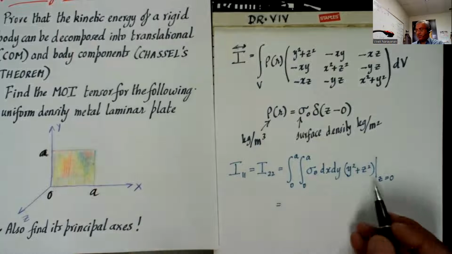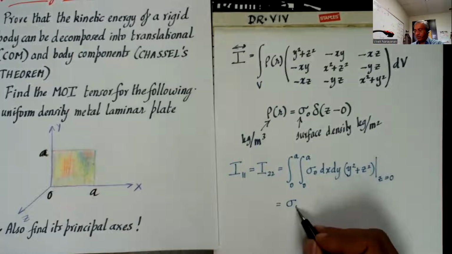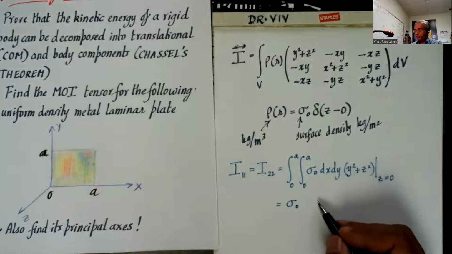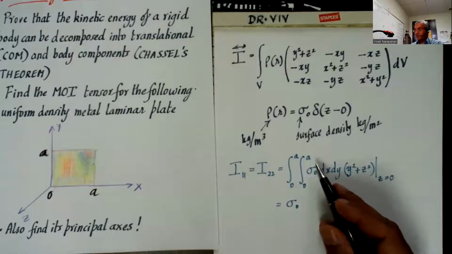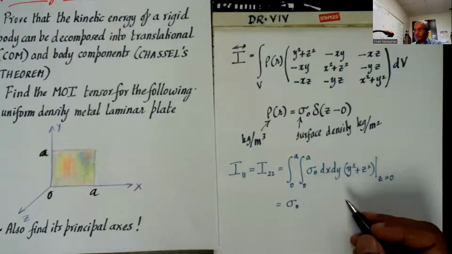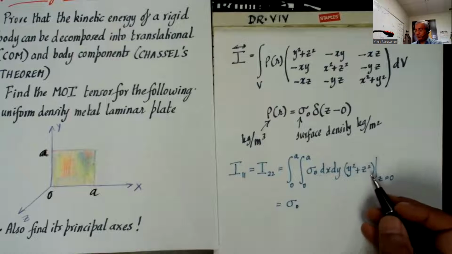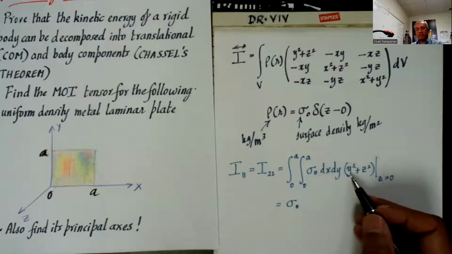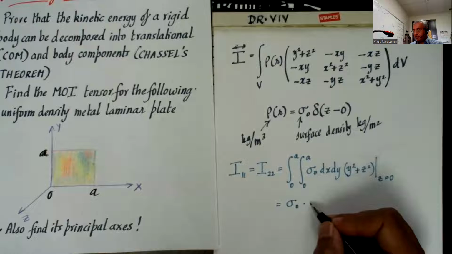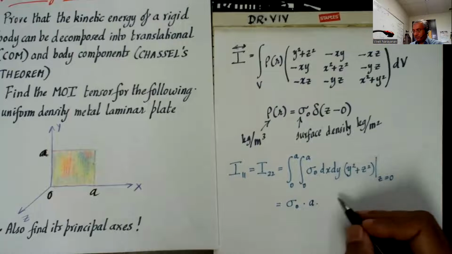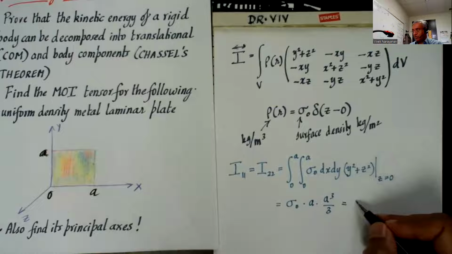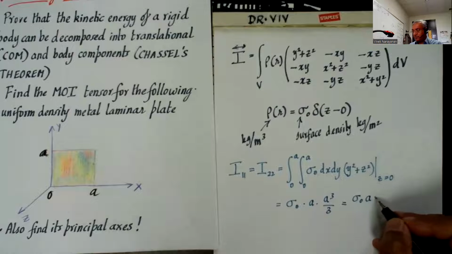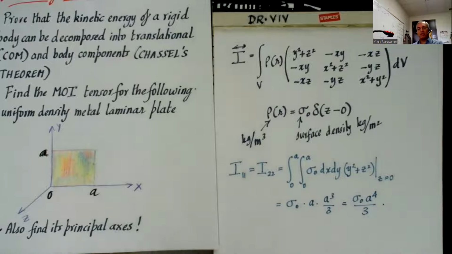Now, this can be easily integrated. That's sigma naught, y cubed over 3 from 0 to a for dx. Because z is 0, I just have y cubed over 3 there. So dx will give me a, and this will give me a cubed over 3. So the total result is sigma naught a to the 4 over 3.